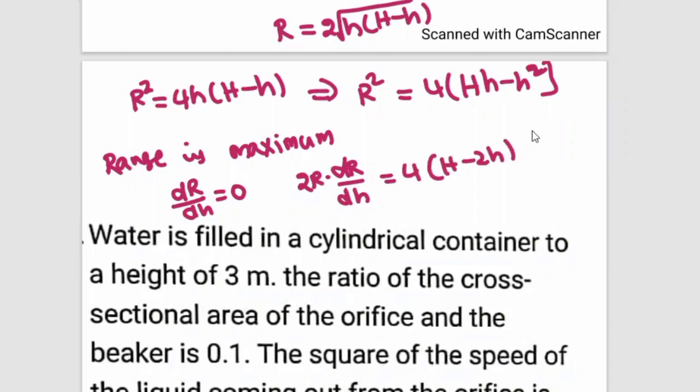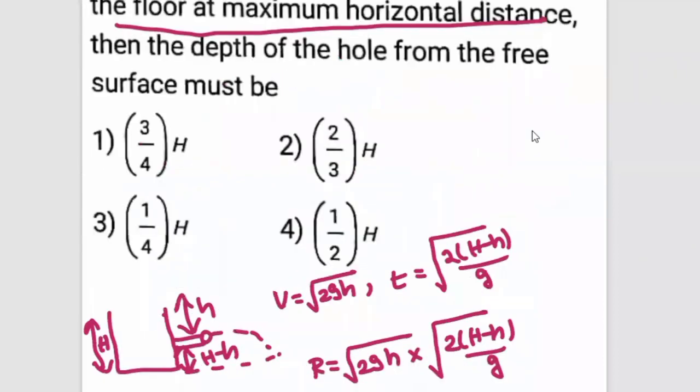Then if we cancel it, 0 is equal to H minus 2 into h, so small h is equal to half of the tank height. Then range is the maximum. So if we keep it exactly at half of the tank height, we are going to get the maximum range. To get the maximum range, always you have to keep the hole at half of the height of the tank. So option 4 is correct.